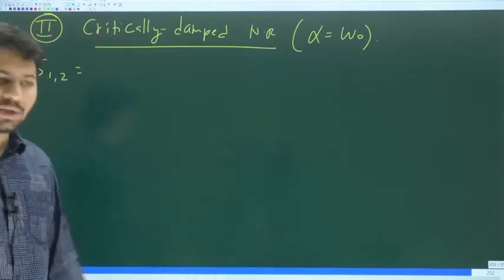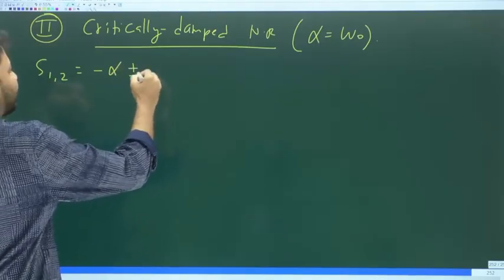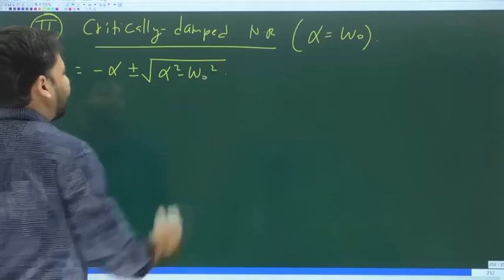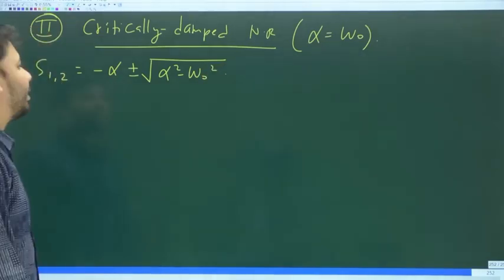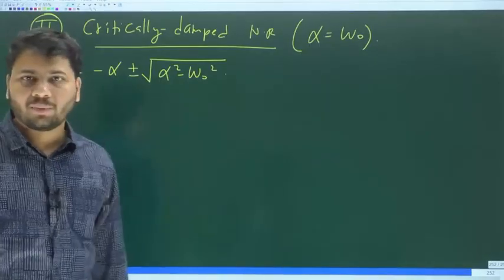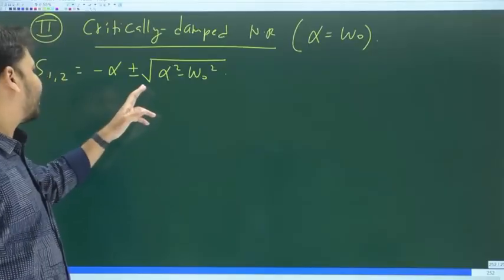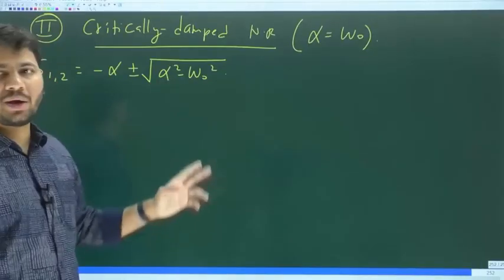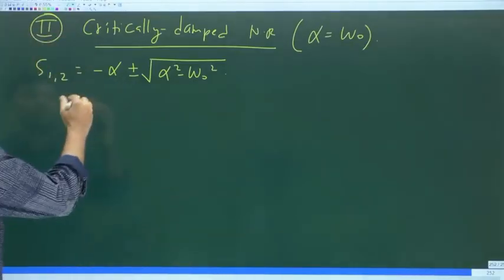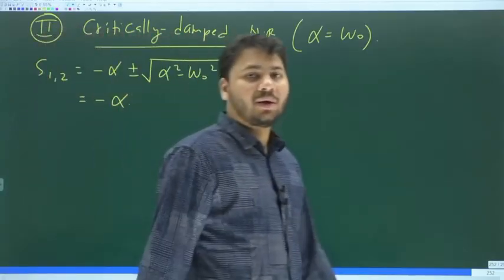Once again, what is the general expression for S1,2, that is the two roots of the characteristic equation? Is it not this: minus alpha plus or minus square root of alpha squared minus omega naught square. And right now, alpha is equal to omega naught. If alpha is equal to omega naught, alpha square will be equal to omega naught square. Then alpha square minus omega naught square will be 0. Square root of 0 is 0. So both the roots are going to be identical.